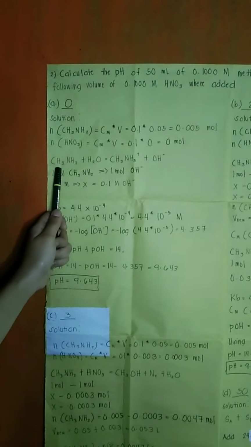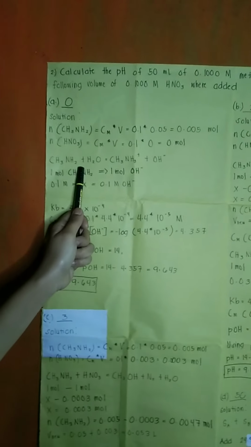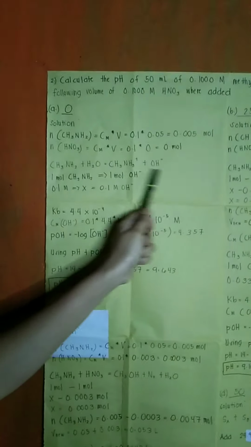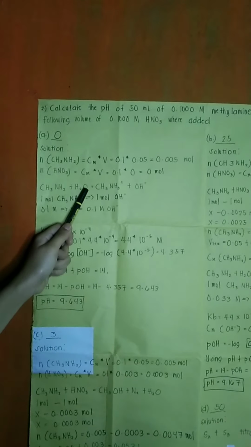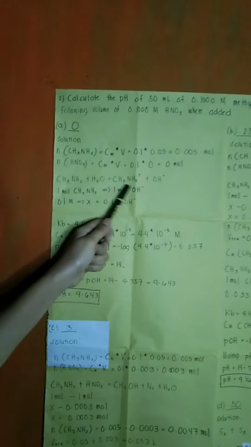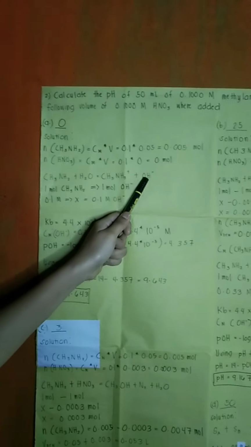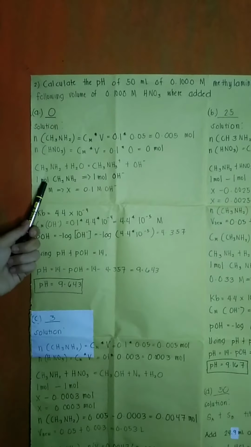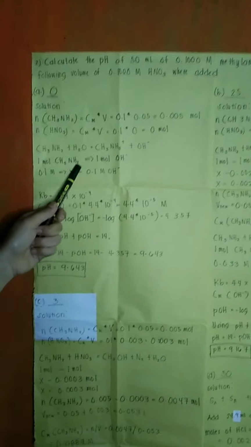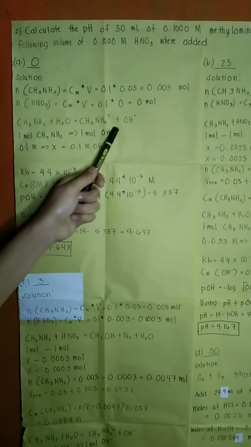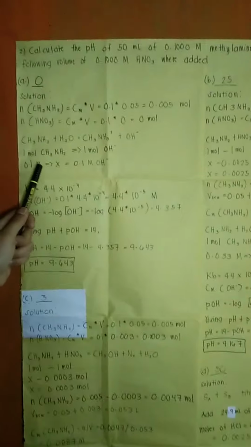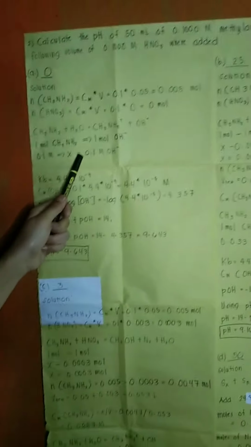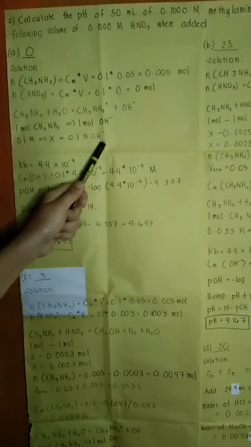So, if we balance this equation, we can get this answer. CH3NH2 plus H2O, or water, equals CH3NH3 positive plus OH negative. 1 mole CH3NH2 to 1 mole OH negative. 0.1 molarity to X equals 0.1 molarity OH negative.